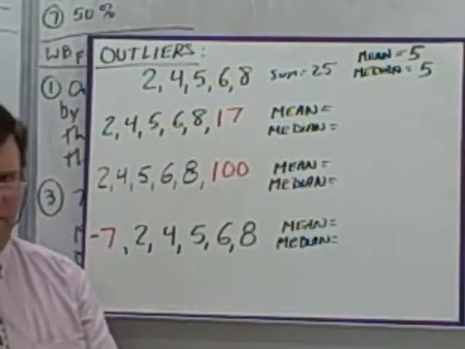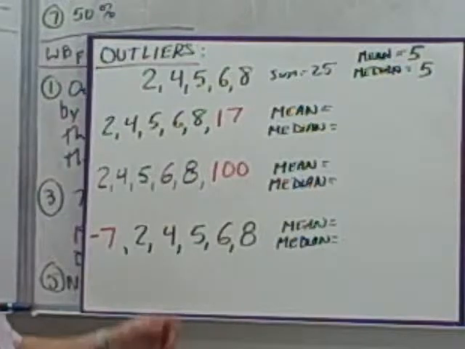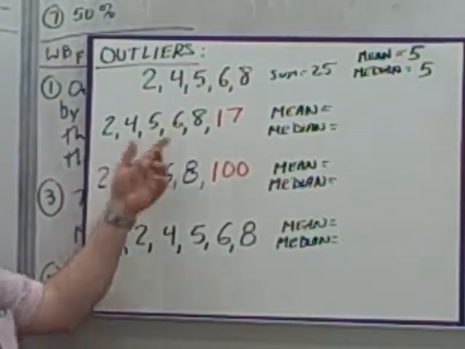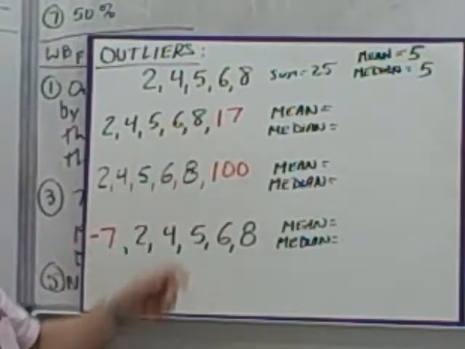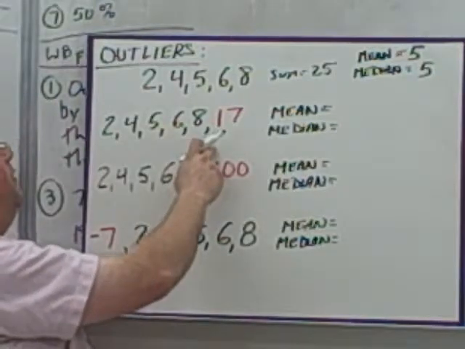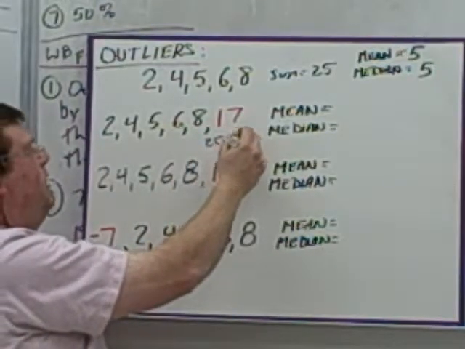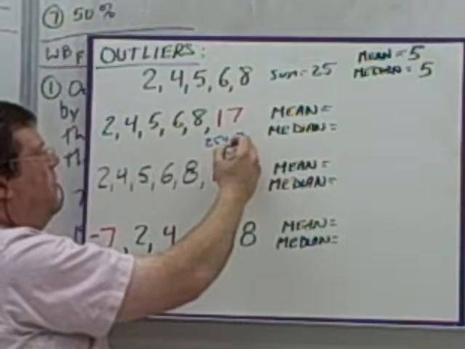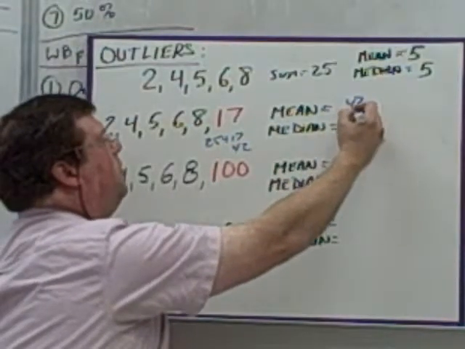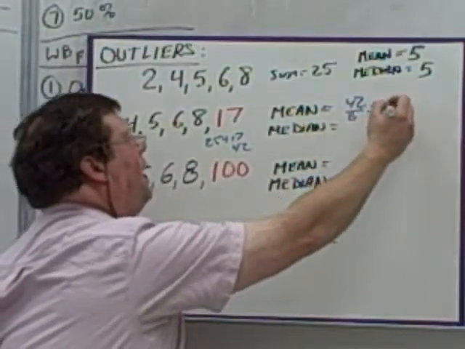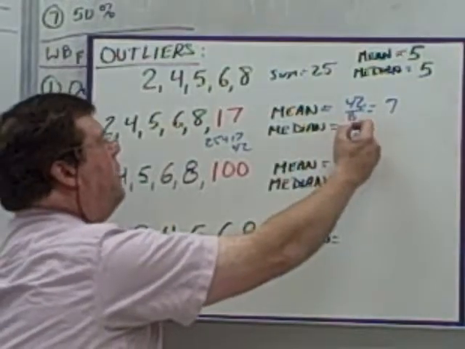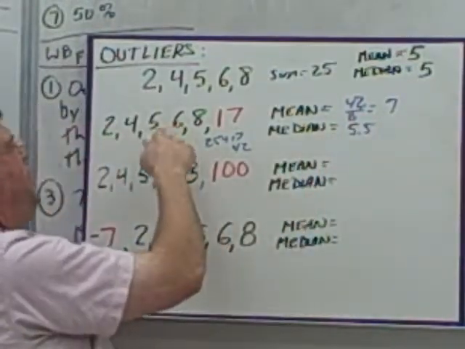When adding outliers, if you added an outlier, you got to be careful. It's going to have an effect on the data. Here I've added an outlier, a number much larger than the other numbers in here. When I add these all together, I'm going to have 25 plus 17, 42. So I'm going to have 42 divided by 6. I'm going to have an average of 7. The median here is going to be 5.5. It's halfway between these two.